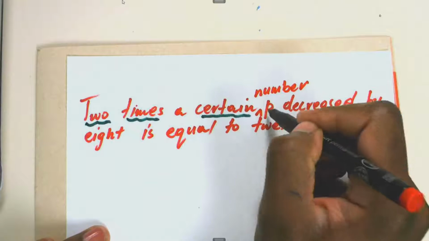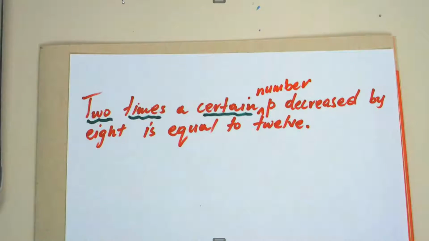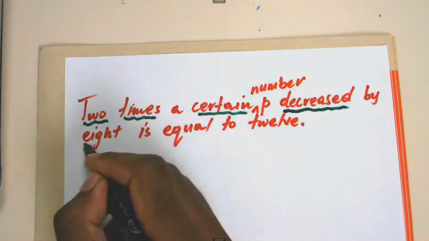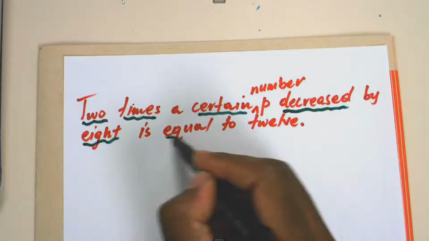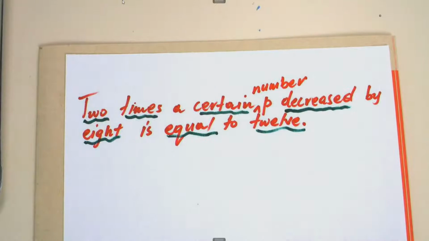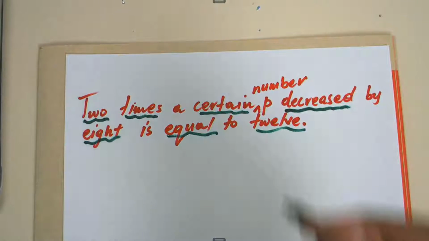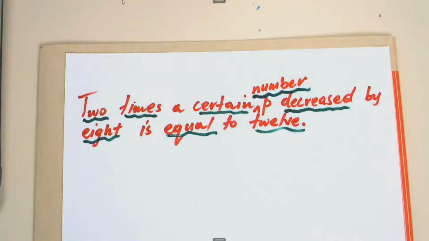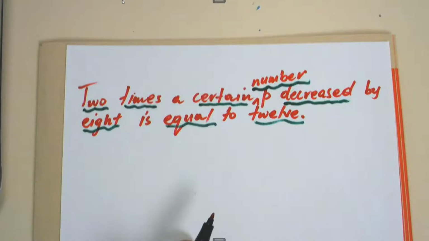2 times a certain number p decreased by 8 again equal to 12. Now, those highlights that I've made there, guys, they are going to help me, because first thing I must understand, what must I do? First, let me write it in short, guys.